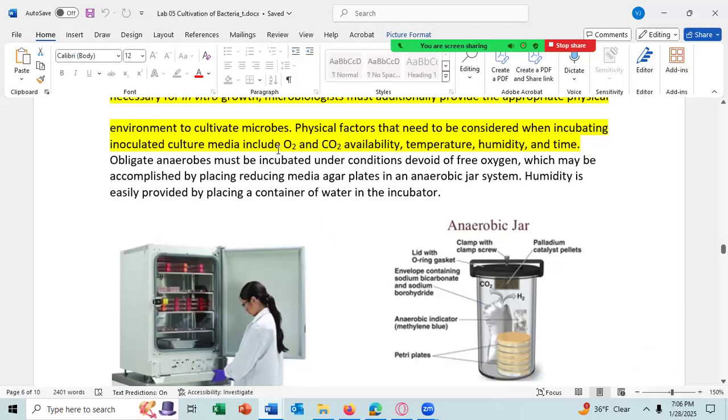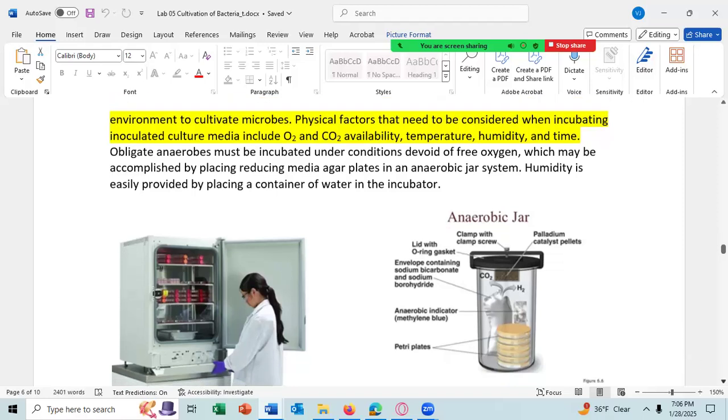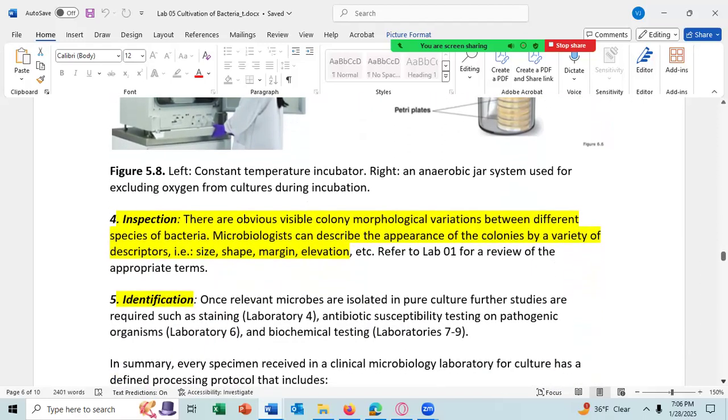So the amount of oxygen, the amount of carbon dioxide available, the temperature, and the humidity, I talked about all of those. And then the time, that is when you put the cells or culture into the incubator, and then when you pull it out. If you have a really slow growing organism, you can grow it in the incubator for longer than from one class to the next. All right, any question about 3, incubation?